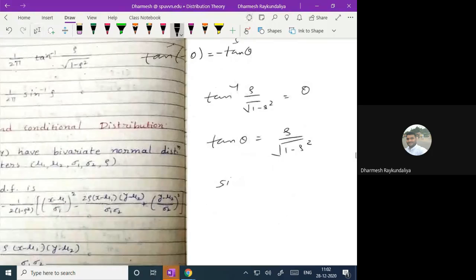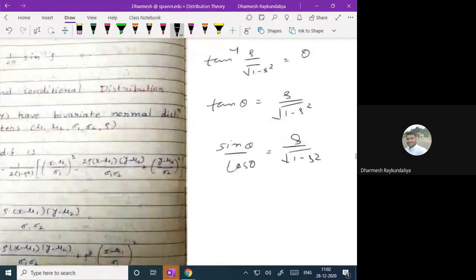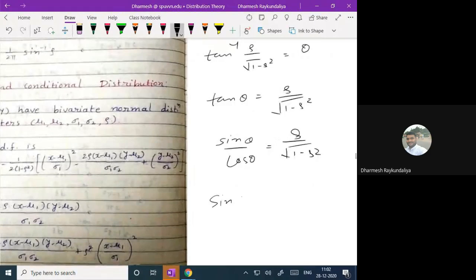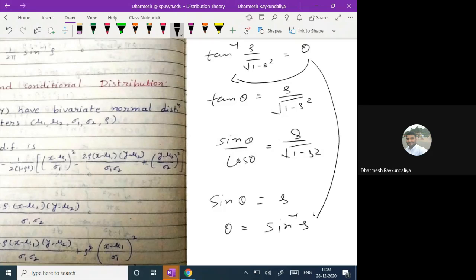So I can say sine theta upon cos theta is equal to rho upon square root of 1 minus rho square. So I just compare: sine theta equals rho, which implies theta equals sine inverse rho. So what I assumed theta to be, I am now getting theta equal to this.